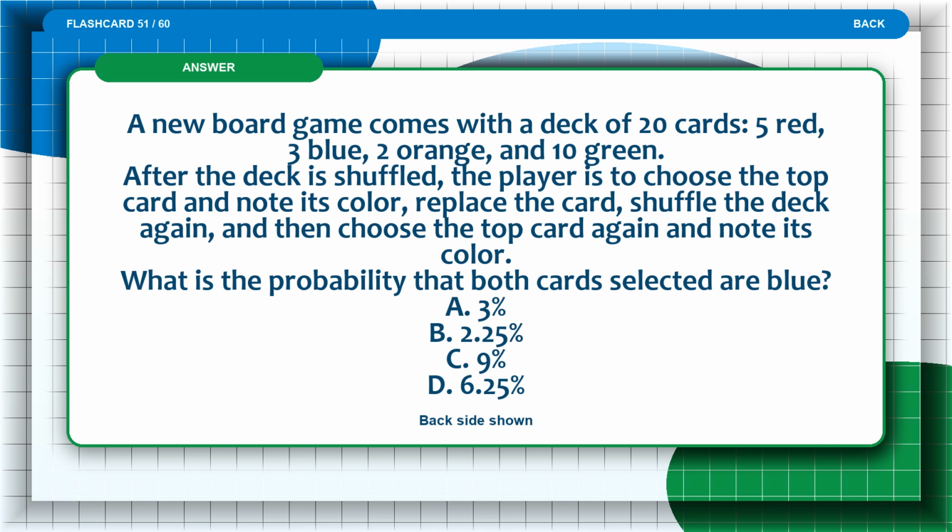The answer is, a new board game comes with a deck of 20 cards: 5 red, 3 blue, 2 orange, and 10 green. After the deck is shuffled, the player is to choose the top card and note its color, replace the card, shuffle the deck again, and then choose the top card again and note its color. What is the probability that both cards selected are blue? A 3%, B 2.25%, C 9%, D 6.25%.